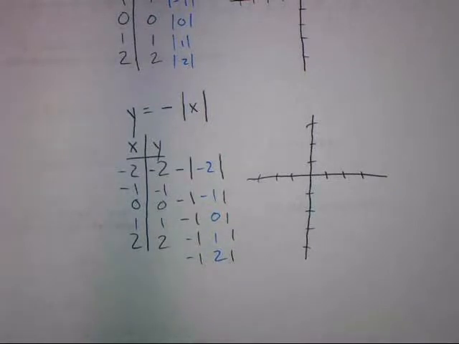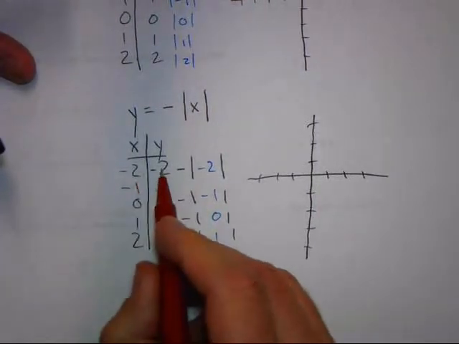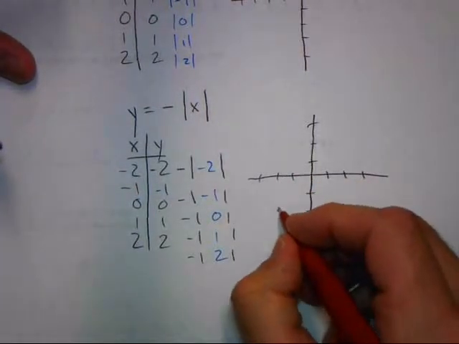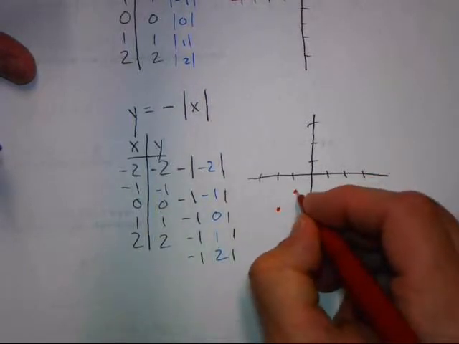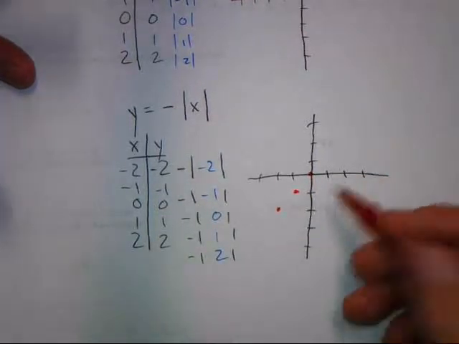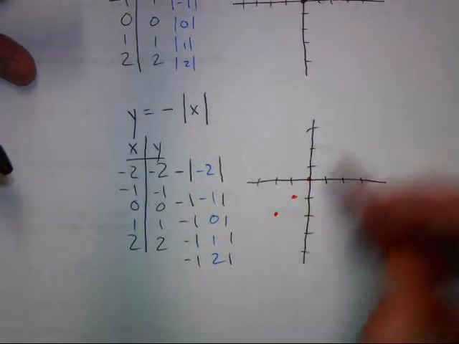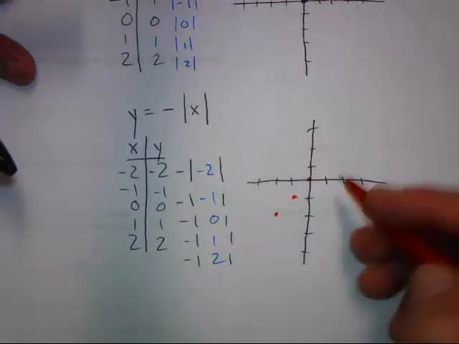So we have our ordered pairs. This time it's negative 2, negative 2. So negative 2, negative 2. Negative 1, negative 1. 0, 0. If we're stopping at linear functions, it would go this way forever, but we can't do that here because of absolute value.